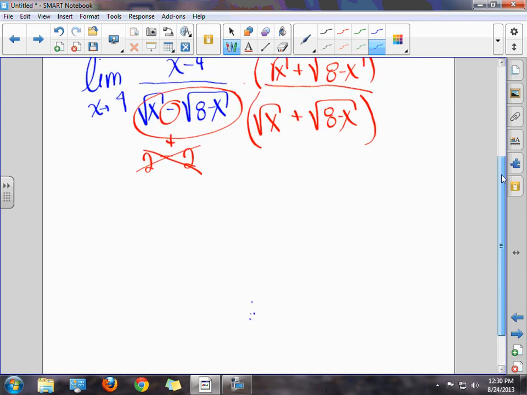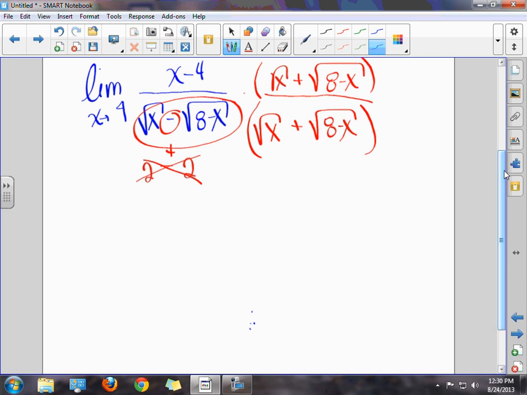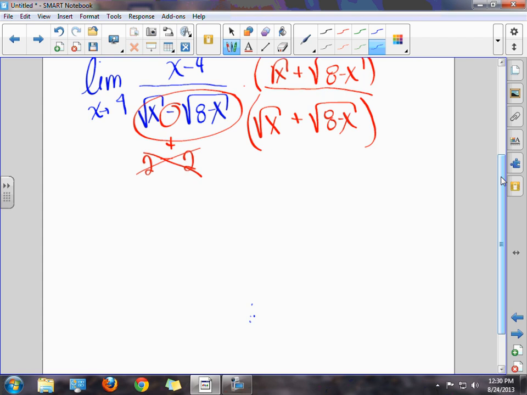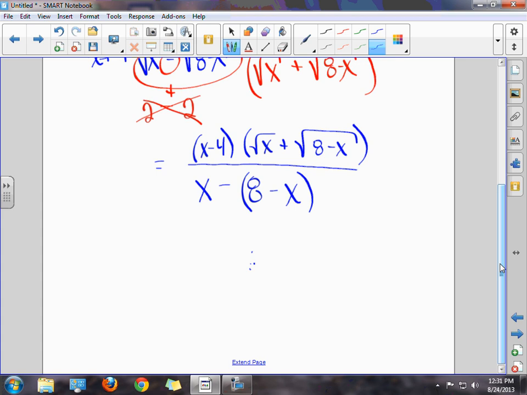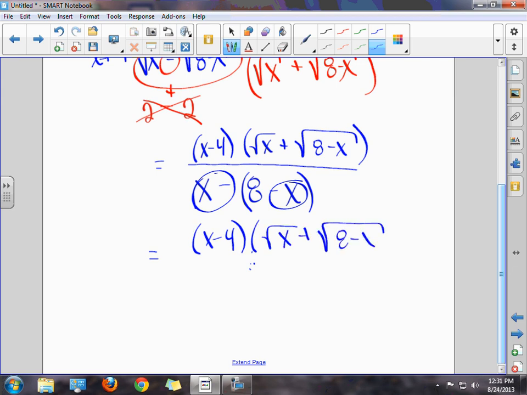And so now what we're going to do is just simplify. This is the difference of squares, so I just square each piece and it's going to be subtracted in between. So this becomes, put it down here, x minus 8 minus x. And then on the top it becomes x minus 4 times the root x plus root 8 minus x. And let's see what's going to happen on the bottom. We have an x, and then we have another x, so we end up with 2x plus 8 on the bottom. x minus 4 times root x plus root 8 minus x.